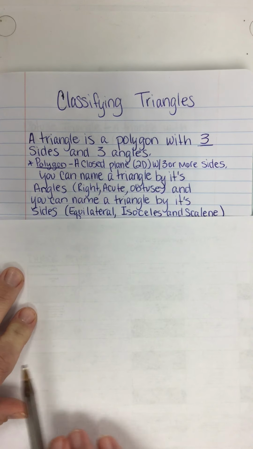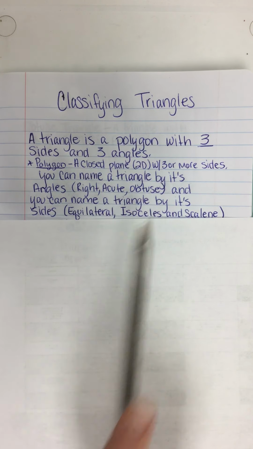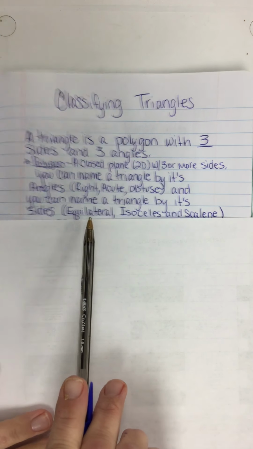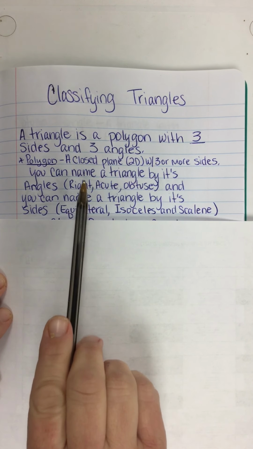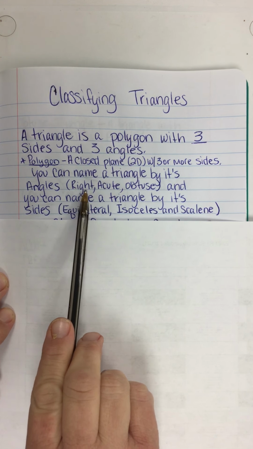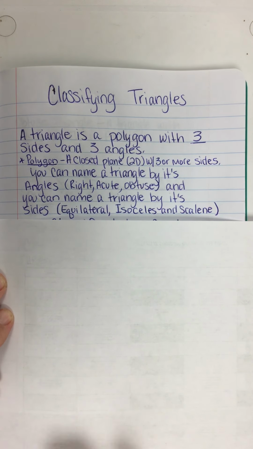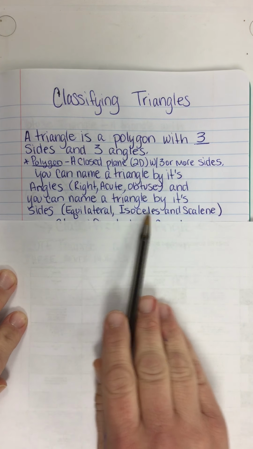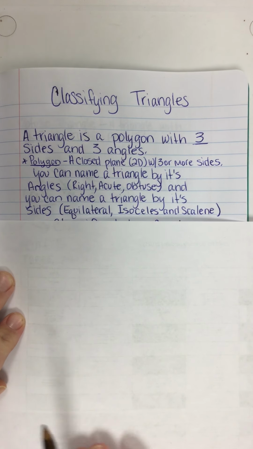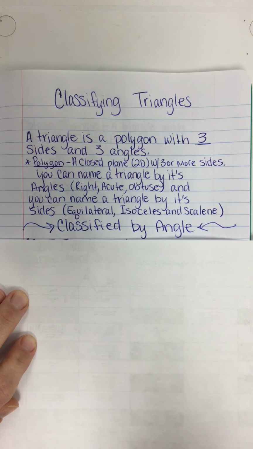All right, so you can name a triangle by its angles, which would be right, acute, and obtuse. And you can name a triangle by its sides, which would be equilateral, isosceles, and scalene. For 4th grade, you would have learned how to classify a triangle by its angle, so either as a right, acute, or obtuse triangle. For 5th grade, we add classifying triangles by its sides, which would be equilateral, isosceles, and scalene. So we're going to talk about both of those. First we're going to talk about classifying by their angles.